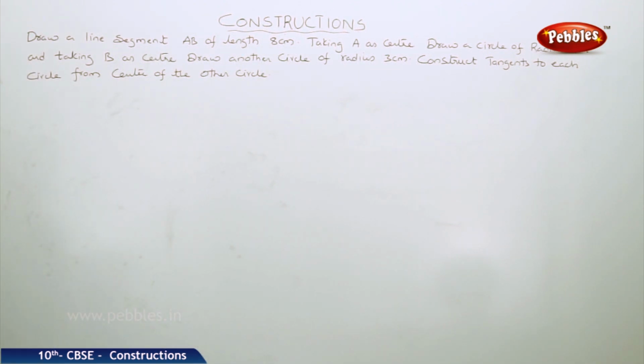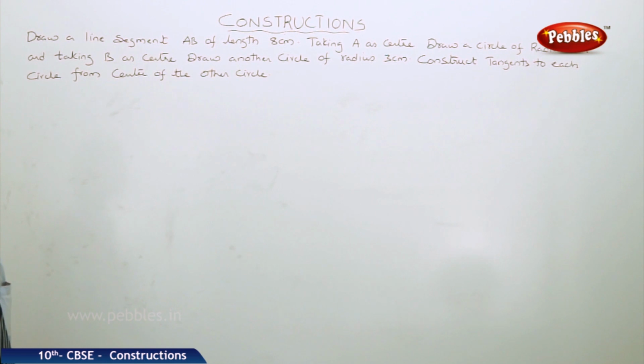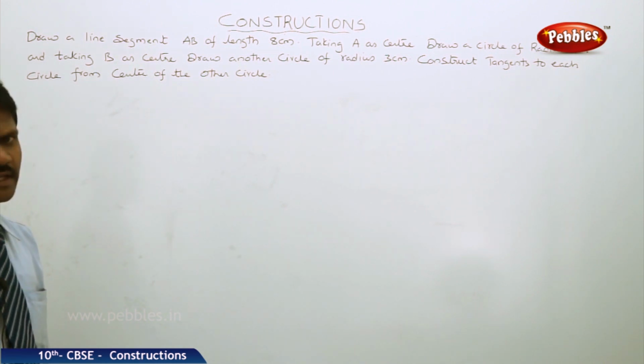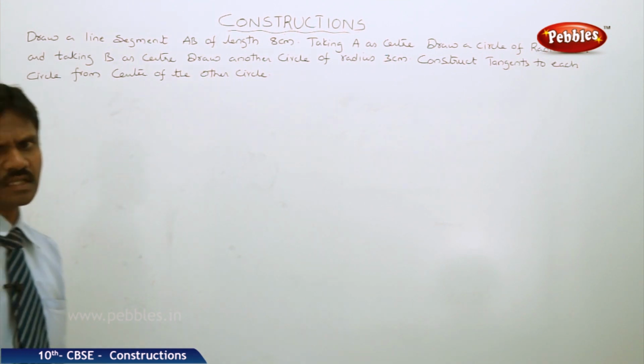Draw a line segment AB of length 8 centimeters. Taking A as center, draw a circle of radius 4 centimeters, and taking B as center, draw another circle of radius 3 centimeters. Construct a tangent to each of the circles from the center of the other circle.